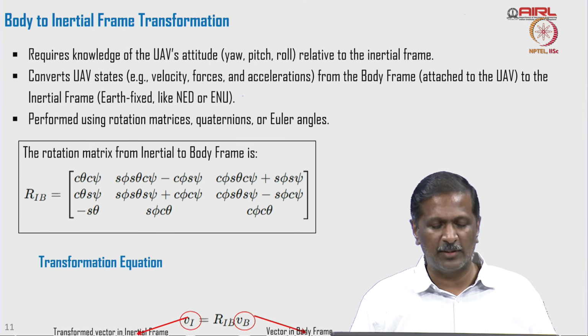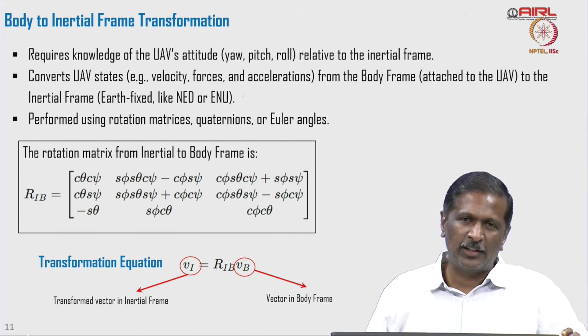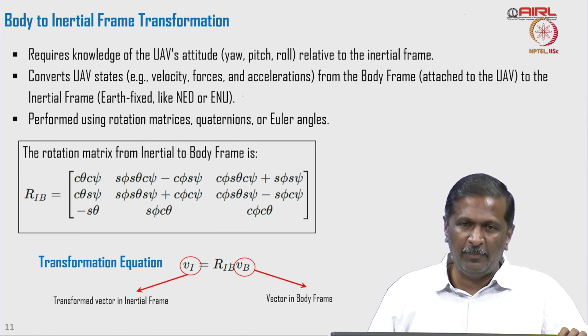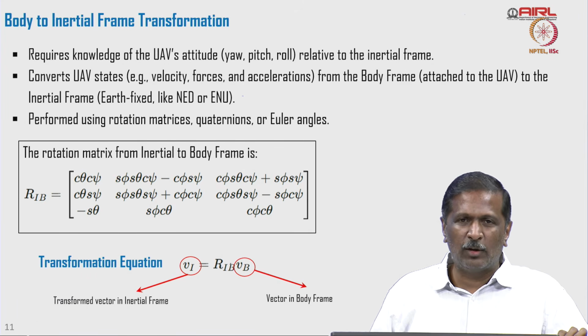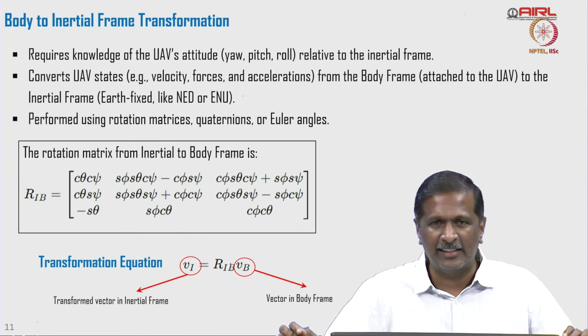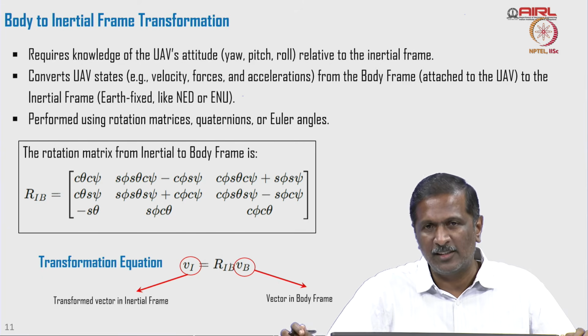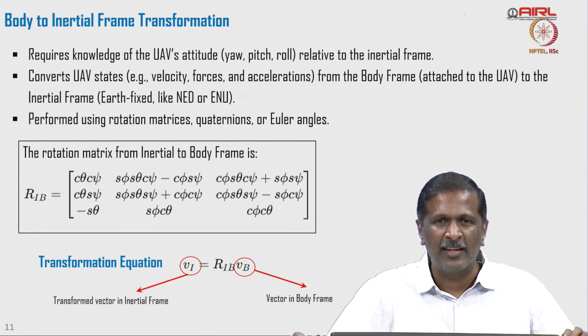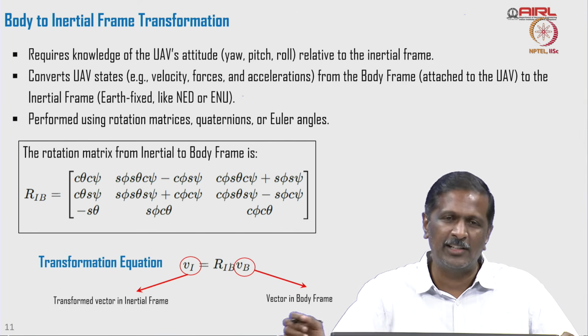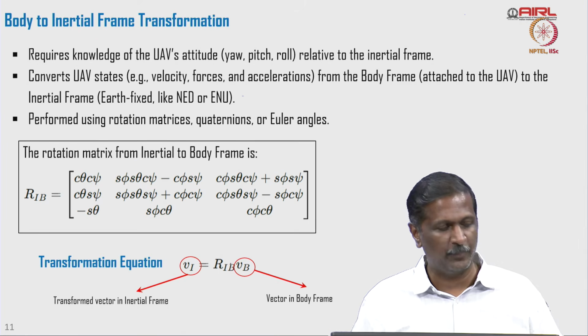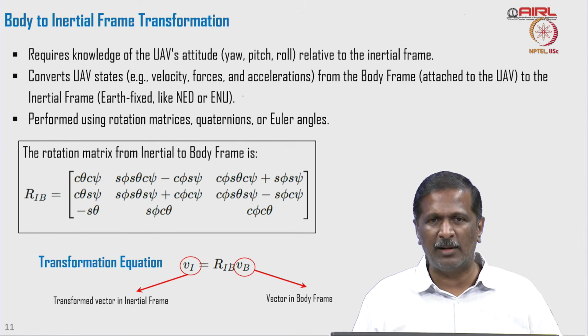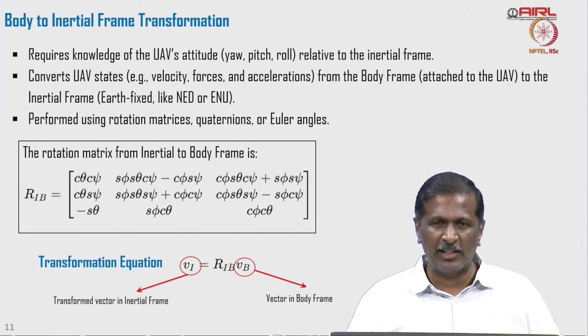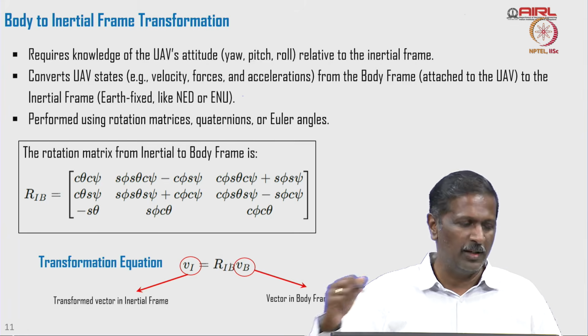I am transforming from body coordinates to inertial coordinates here. So the transformation equation, if I want to transform from body to inertial frame, is V inertial equals RIB times VB. See here the subscript B represents the body coordinate system, and subscript I represents the inertial coordinate system. So I can use this transformation matrix to transform any of the measurements that I have in the body coordinate frame to the inertial coordinate frame of reference.